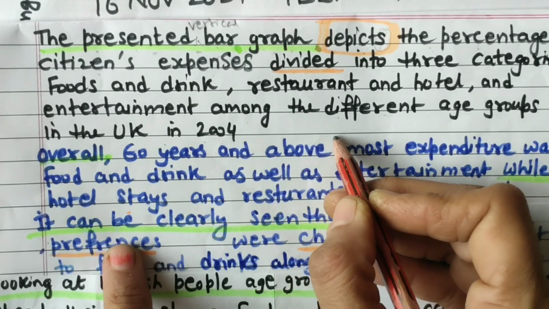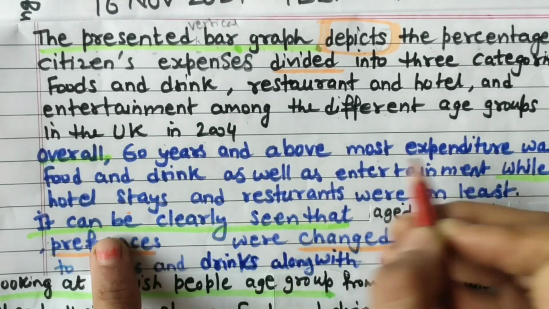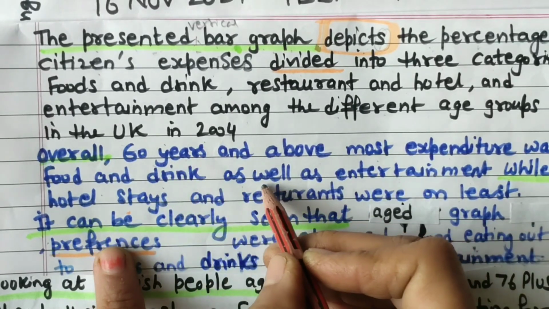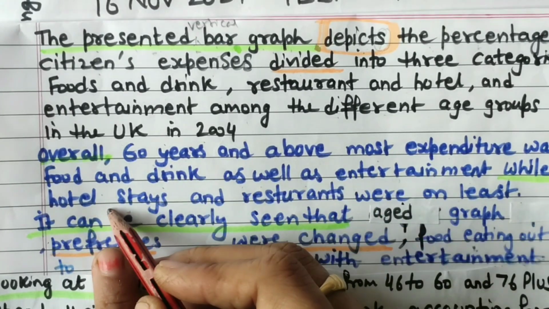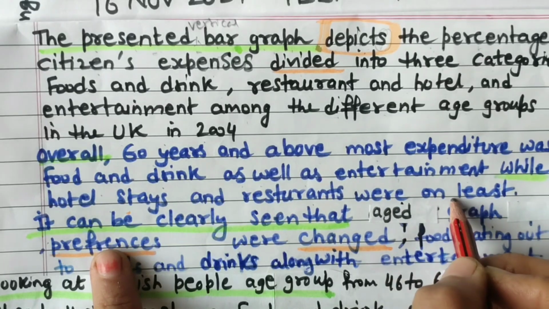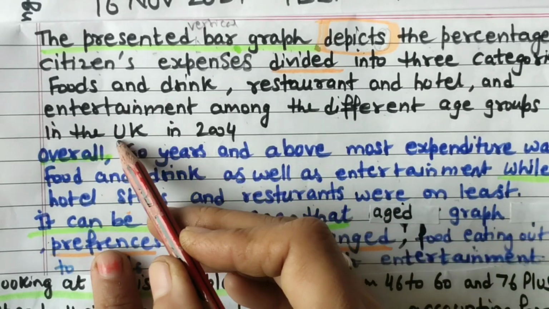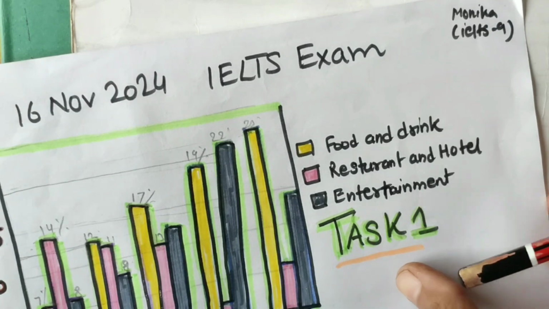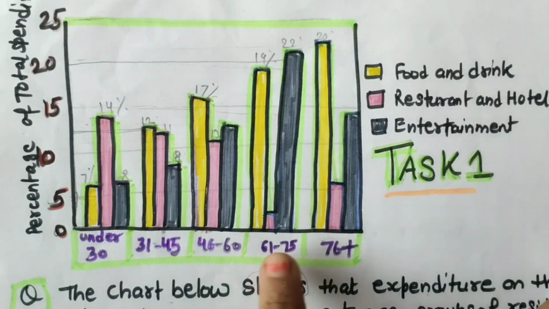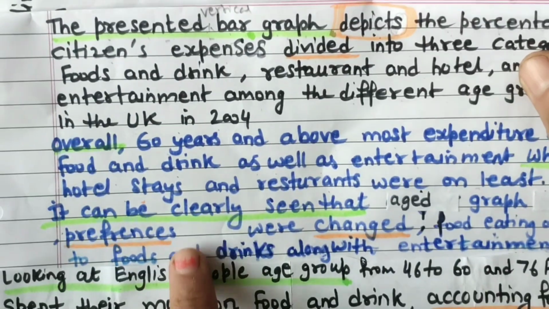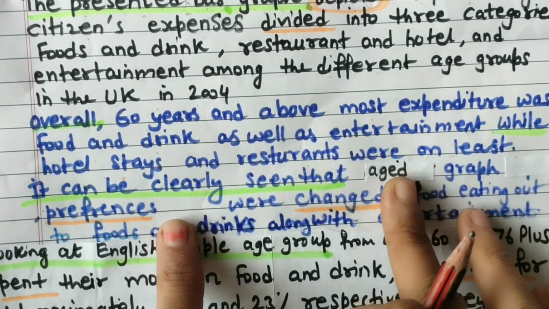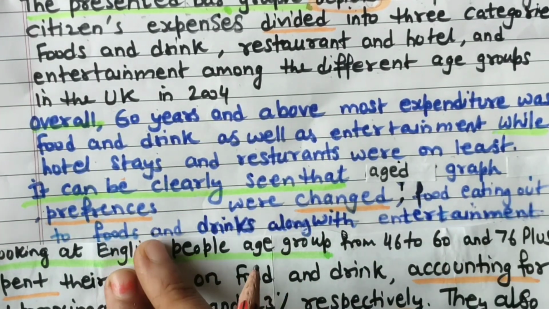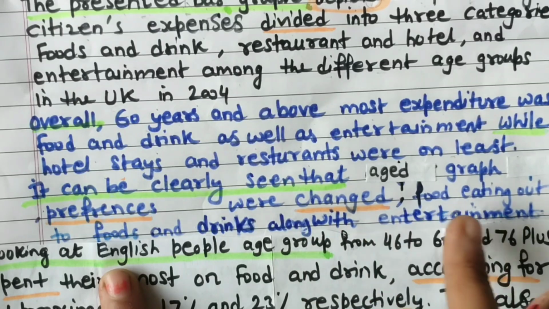60 years and above, most expenditure was on food and drink, as well as entertainment, while hotel stays and restaurants were the least. We are talking about 60 and above in these two categories. Okay, so it can be clearly seen that the aged groups' preferences changed, from eating out to food and drink along with entertainment.